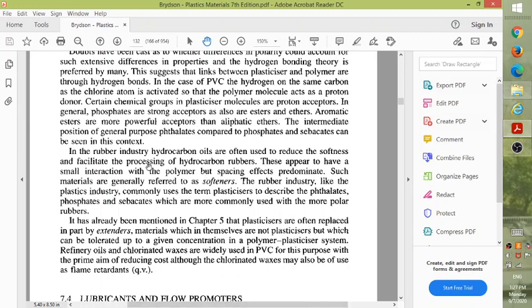But now in the rubber industry, hydrocarbon oils are often used to reduce the softness and facilitate processing. So I think the statement is wrong, because in the rubber industry hydrocarbon oils are often used to increase the softness and facilitate processing. What does the softener do? As the name suggests, it should make the material softer. So instead of reduce here, it should be increase.